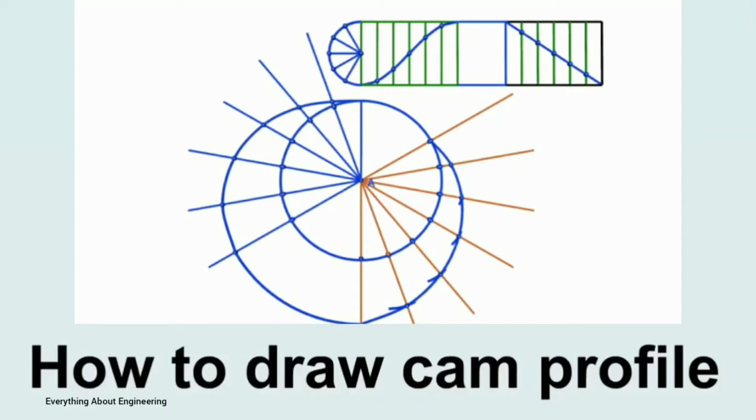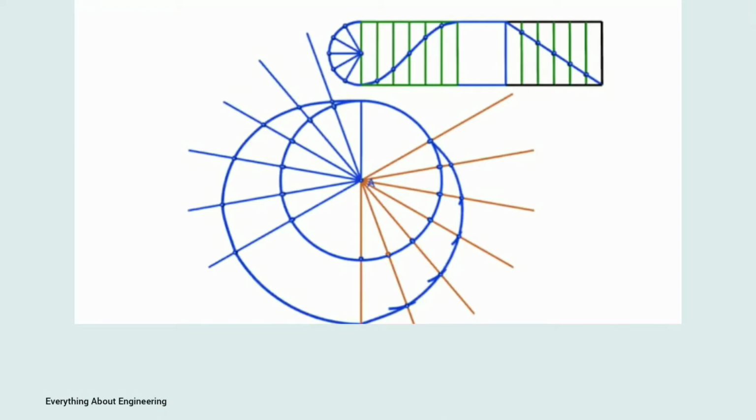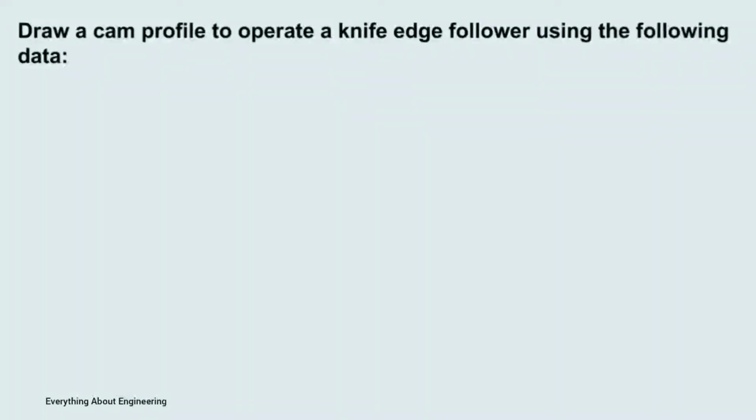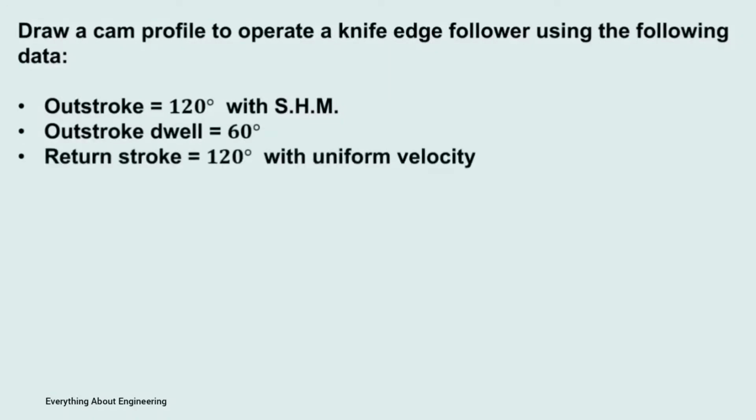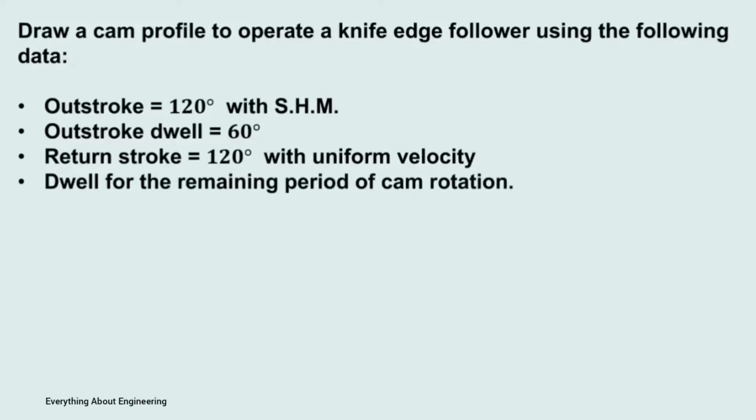So in this video, we'll try to understand how to draw a cam profile. Now in this case, we have to draw a cam profile to operate a knife edge follower using the following data. The outstroke of the follower is 120 degree with simple harmonic motion. Then outstroke dwell is 60 degree. Return stroke is 120 degree with uniform velocity and dwell for the remaining period of cam rotation.